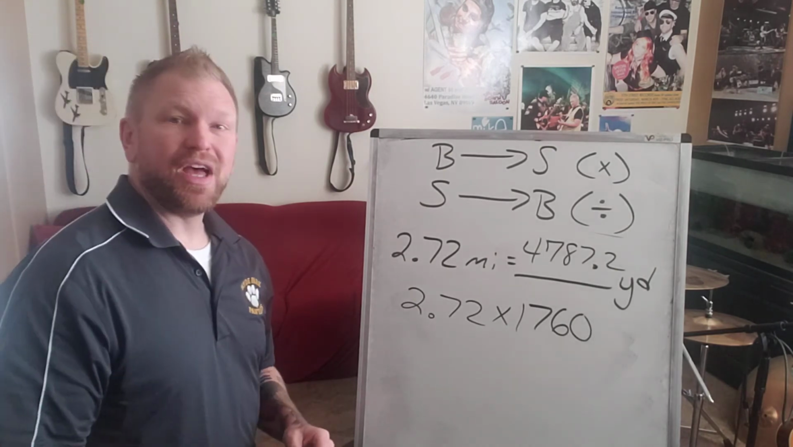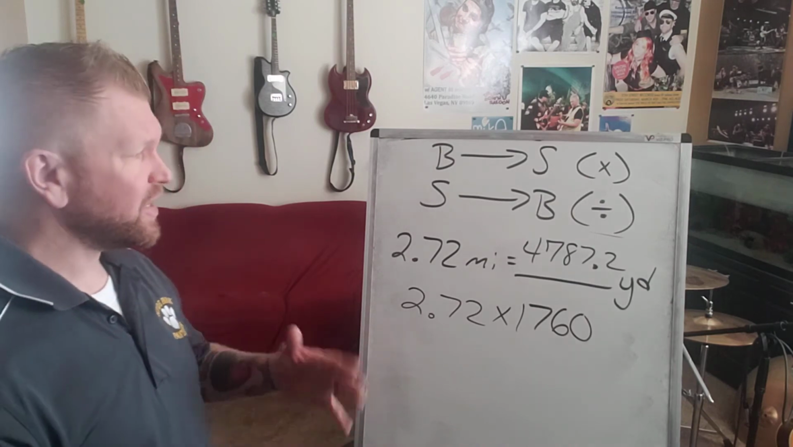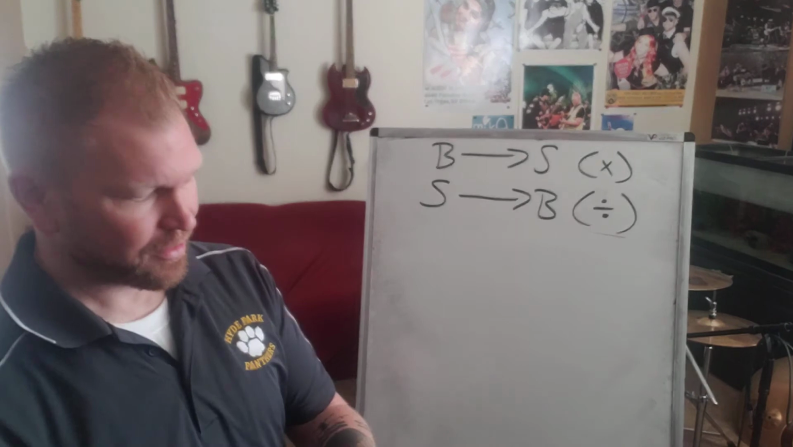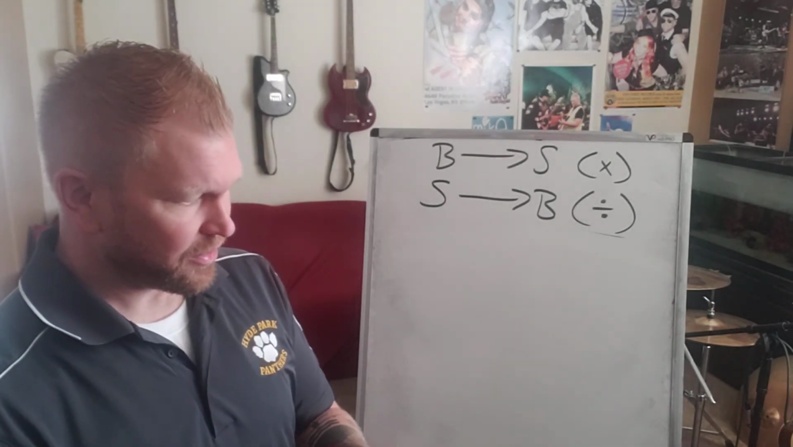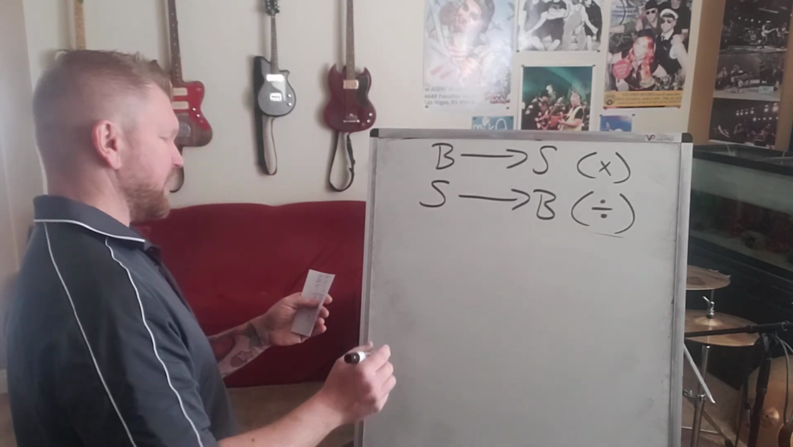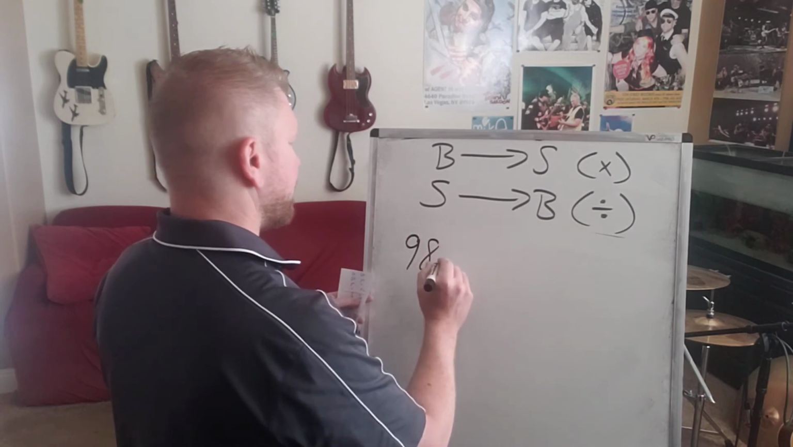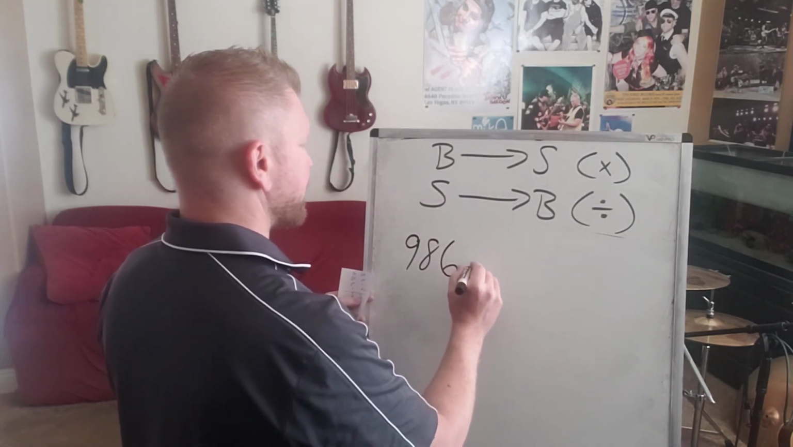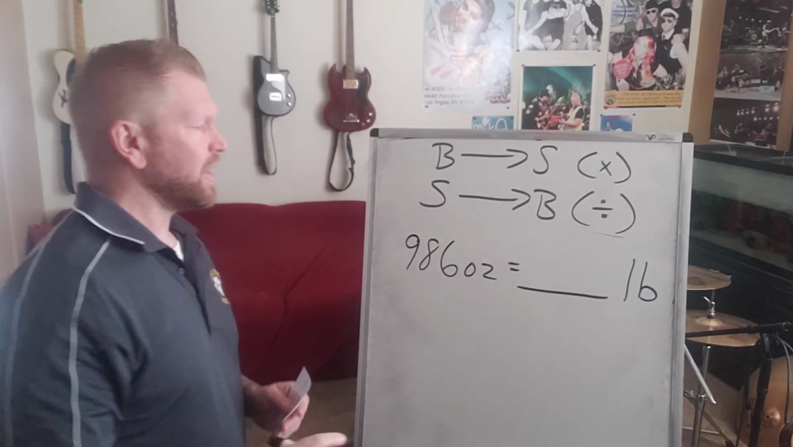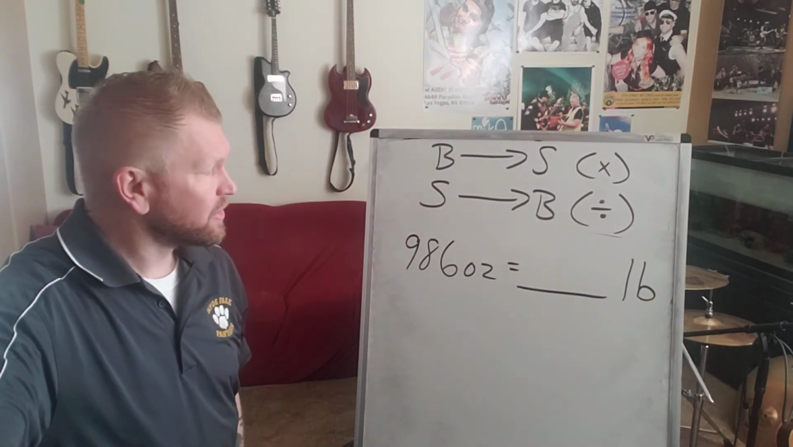So again, this works with any of those units we did. It works with miles and yards, it works with inches and feet, it works with seconds and hours. Let's do just one or two more examples. Let's do one with weight. So let's say we had 986 ounces, and we wanted to know how many pounds is that. 986 ounces is equal to how many pounds?